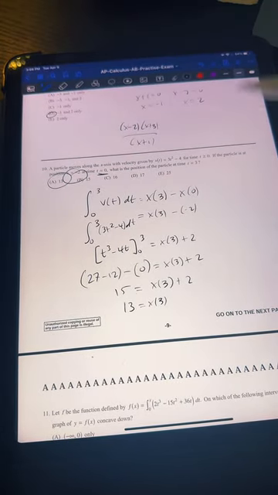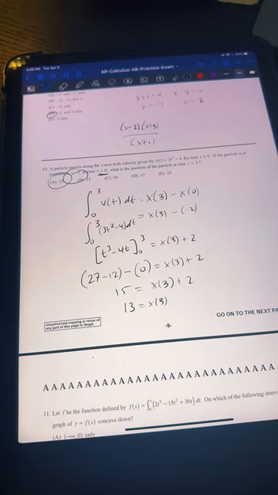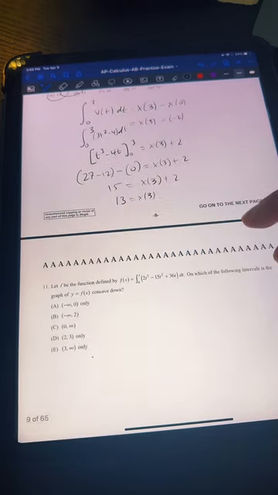Okay, net change, super important. I want you to think about this specific problem because I guarantee that it's definitely going to be on the multiple choice and even perhaps on the free response questions. At least one question.